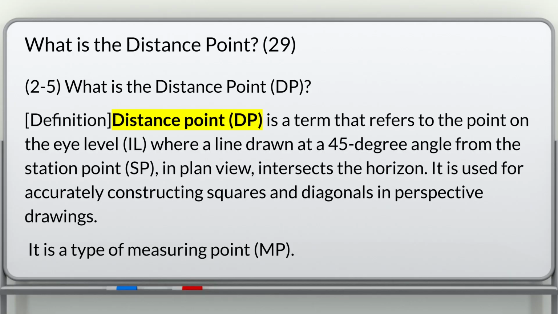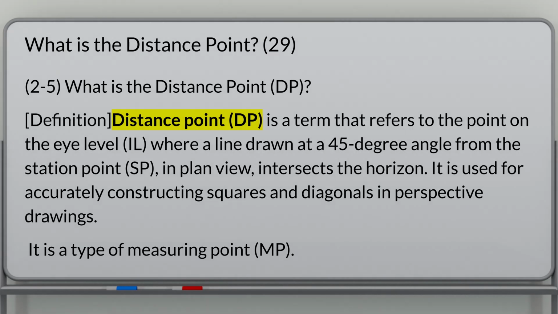I will explain what the distance point means. Distance point is a term that refers to the point on the eye level where a line drawn at a 45-degree angle from the station point, in plan view, intersects the horizon. It is used for accurately constructing squares and diagonals in perspective drawings. It is a type of measuring point.